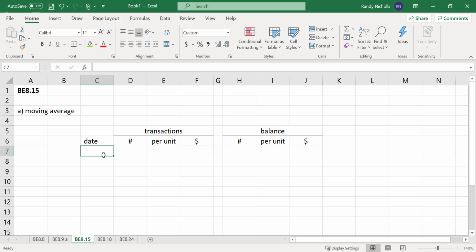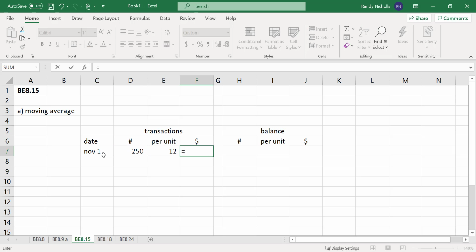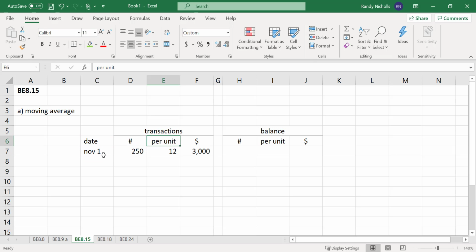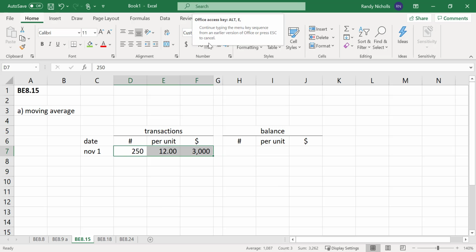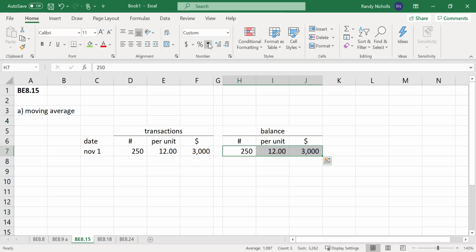So I've got inventory on November 1st. I've got 250 units at $12 each. So I've got $3,000. And again, I'm going to put decimal places on the per units because it probably will become relevant. And that's obviously my balance because that's what it is. Okay.